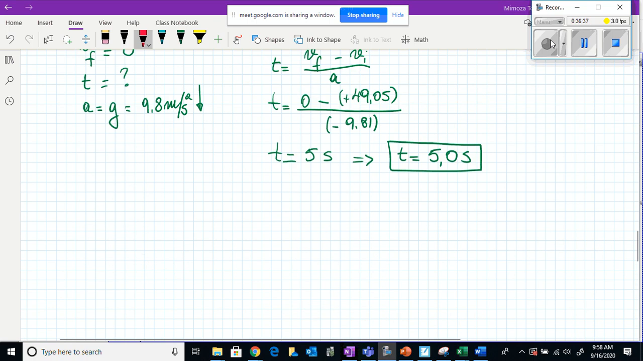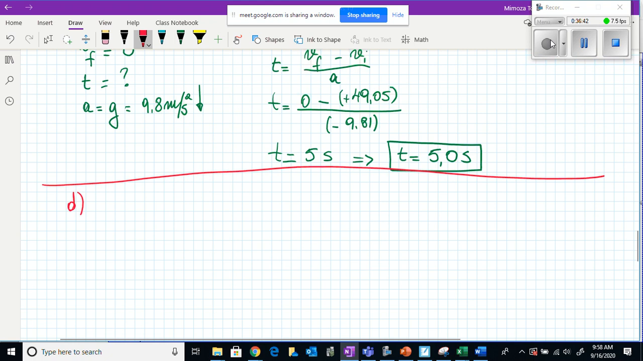Okay. The last part of the problem is asking us what is the maximum displacement. Meaning, what is the maximum height that the object is reaching. Let's start with the same technique. We say that the initial velocity is 49.05 meters per second going up.